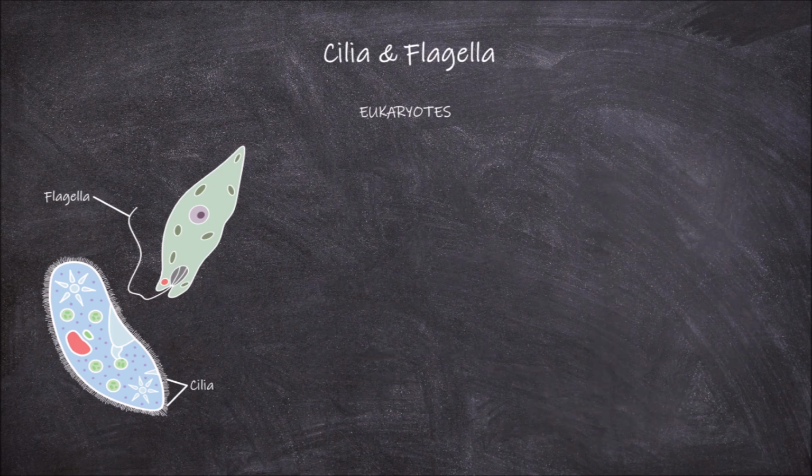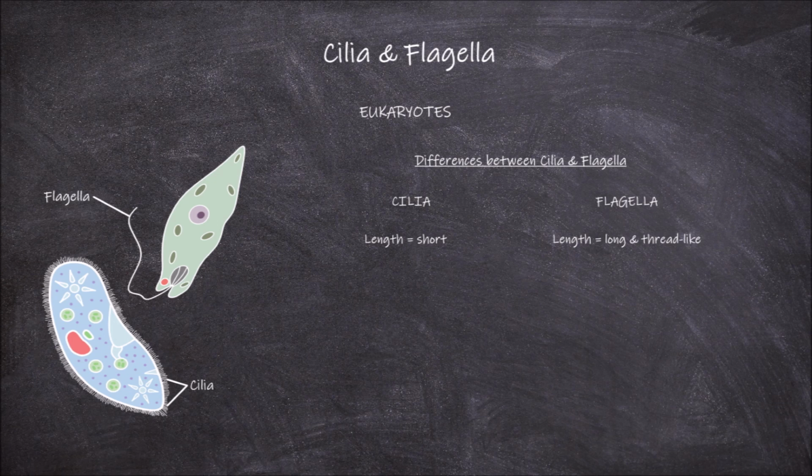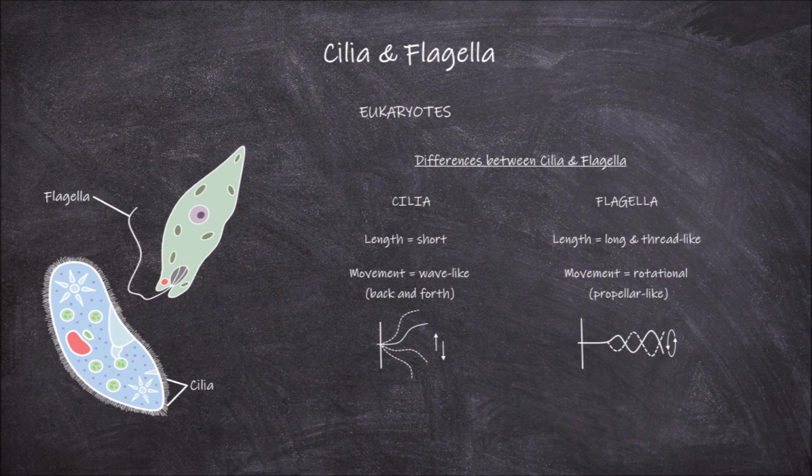How are eukaryotic cilia and flagella different from one another? The first difference between the two is that they have different lengths. Cilia are short, whilst flagella are longer and thread-like. The second difference is how they move. Cilia move in a wave-like motion, beating back and forth. Flagella, on the other hand, move in a more rotational movement, similar to how a propeller moves.